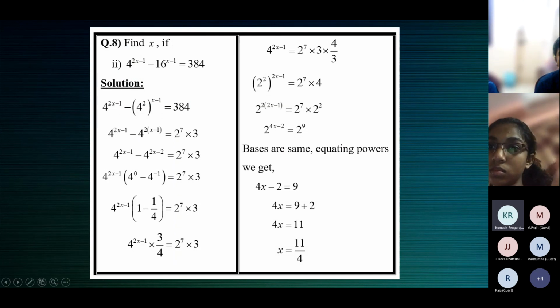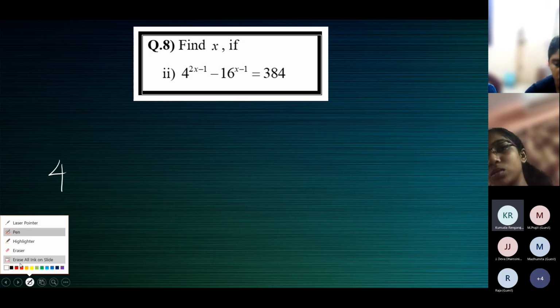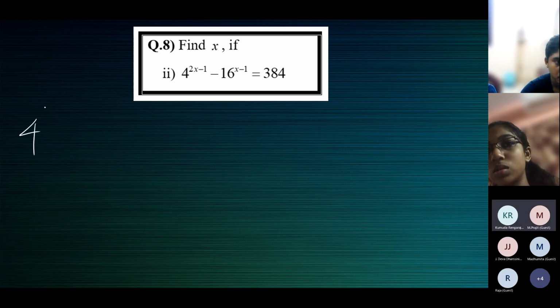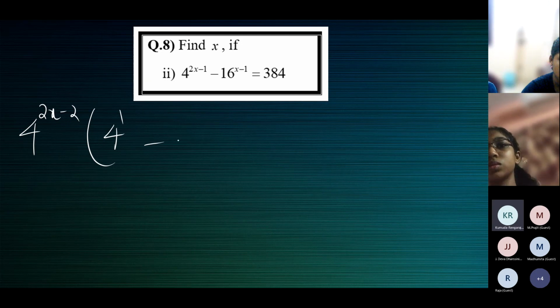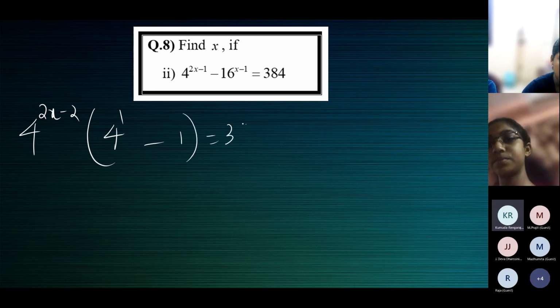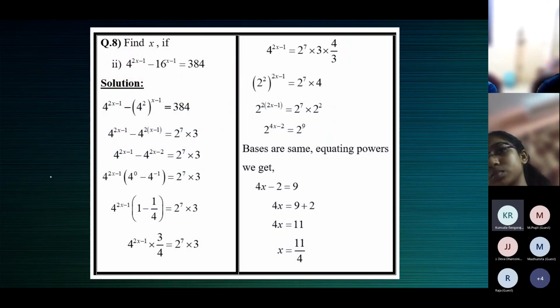Oh God. I've taken out 2 to the power x minus 1 common. Anything can be taken out common. Okay, let me finish. Where was I? I'll work this answer and send it to you. 4 to the power 2x minus 2 into 3, and I had taken 4 to the power 1 minus 1 is equal to 384. I'll work this answer and share it on WhatsApp with you children, because here I've done it in a different way. You can do it.